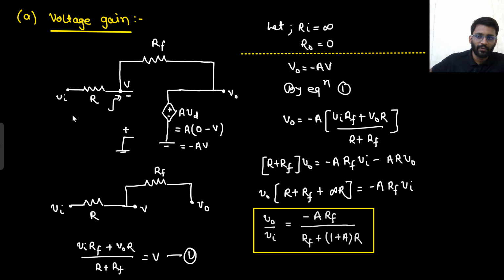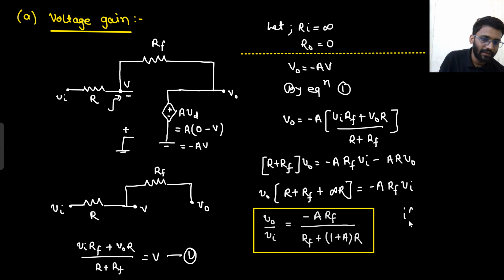This node you can derive. You will have the value of V in, you will have the value of R, you will have the value of RF. This node you can derive. Simply this node into A and then minus sign will be equal to V naught. That's it.